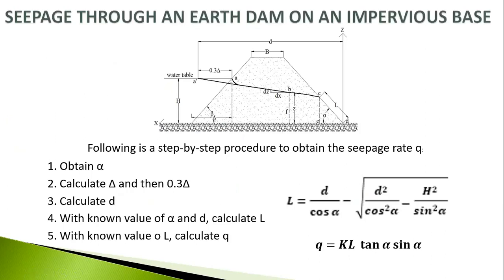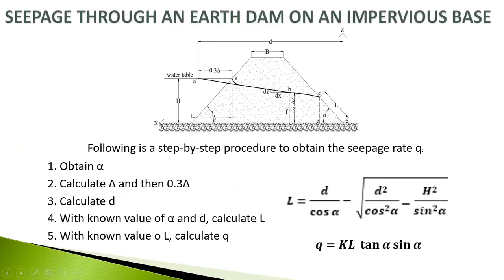Seepage through a dam on an impervious base. Here we see a dam. We basically use the dam to prevent the water from percolating through. The water won't percolate, so the water table exerts pressure in this region. If any water percolates, then this portion will be affected.